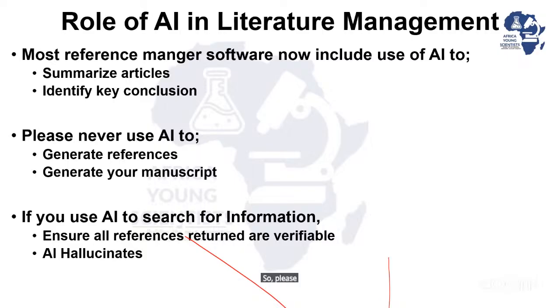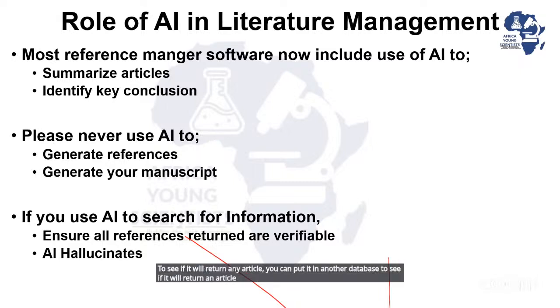So please don't use AI to generate references. If AI gives you a statement of fact that needs referencing, you can put that statement in Google to see if it will return any article. You can put it in another database to see if it will return an article or something similar.